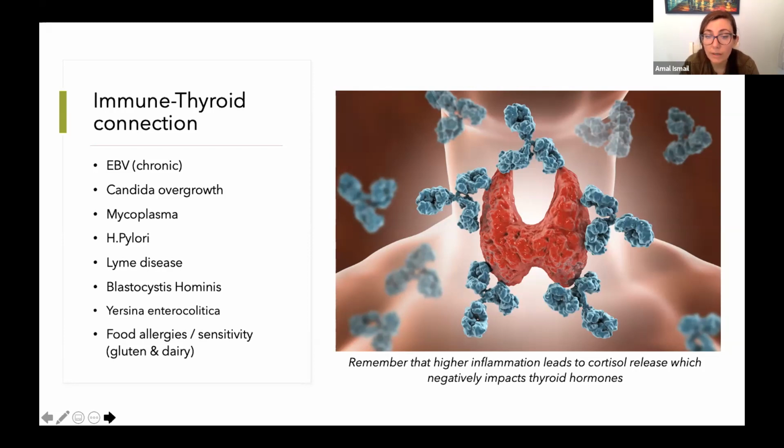So with the thyroid, you've got to remember, the higher the inflammation, the more cortisol is released, the more negatively it impacts the thyroid hormone.